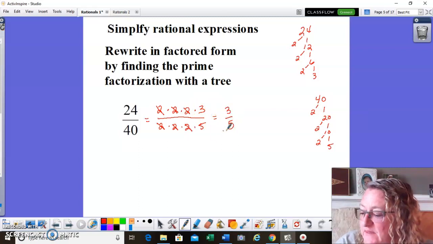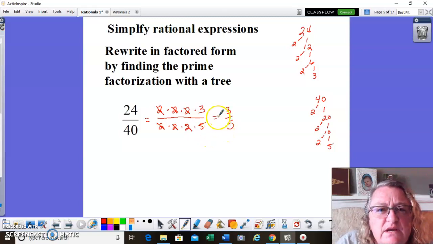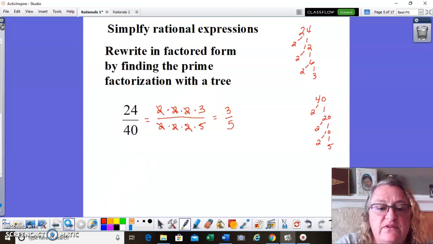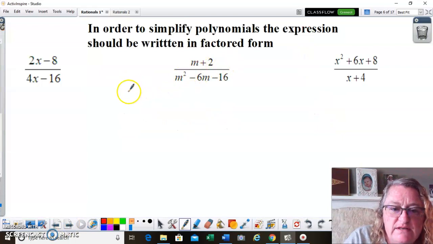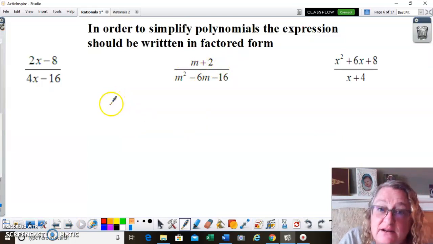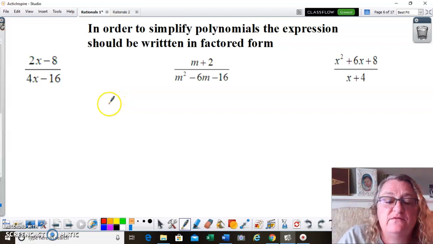We're going to do the same thing when it comes to polynomials. It's just going to be slightly different because instead of just looking for prime numbers, we're looking for prime factors. So here's our example for that. To start with, we're going to simplify these. First we're going to write them in factored form, just like we did with 24 and 40.